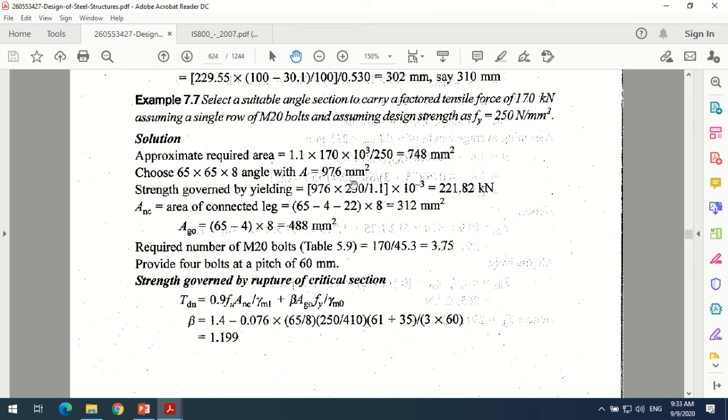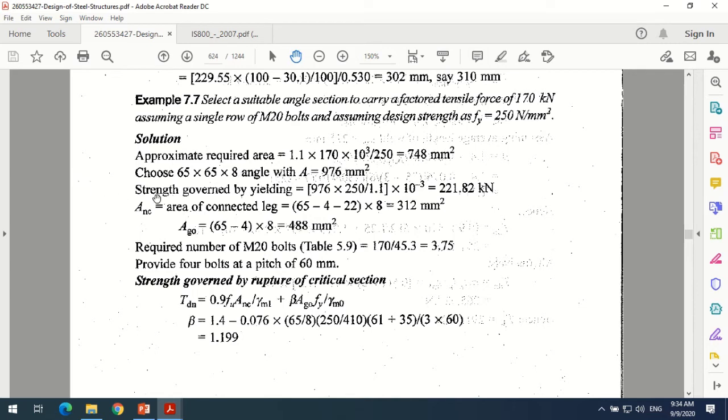Now we have to look for the angle section, either equal angle section or unequal angle section, with an area of at least 748 mm square or more. Here this is the angle that has been adopted, ISA 65/65/8. It has an area of 976 mm square. That is why I recommended to increase this force by 20 or 25%, or increase this area by 20%, and then look for that angle section.